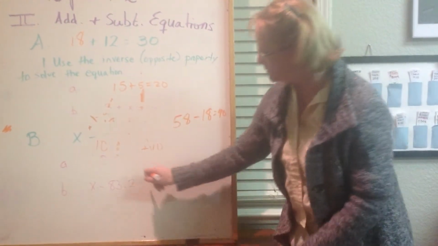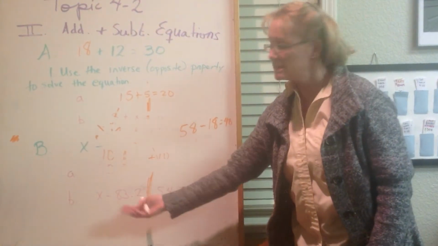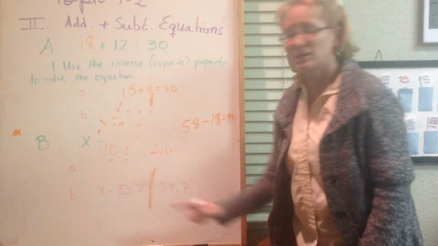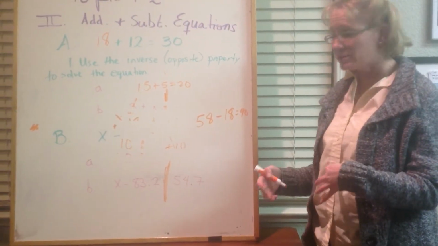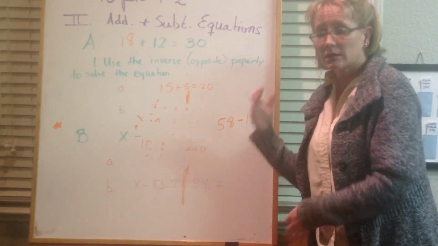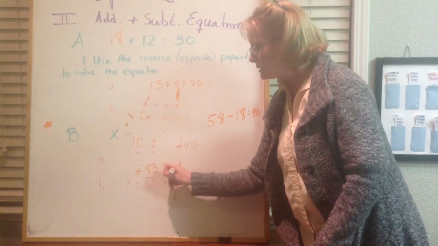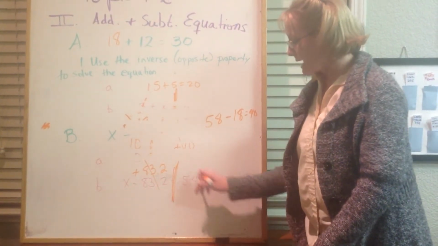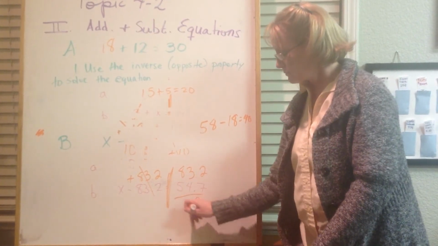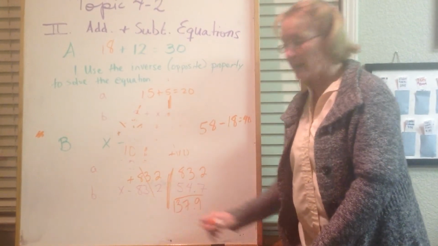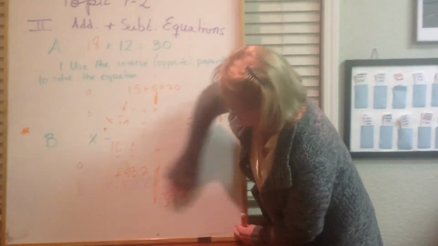I'm going to draw a line. Helps us remember. We're going to look at where the x is. X minus 83 and 2/10. How do I get rid of that minus 83 and 2/10? I'm going to do the inverse, the opposite. I'm going to add 83 and 2/10. Since I added it to this side, I'm going to add it to this side. 137 and 9/10. I'm going to write a problem over here. I want you guys to try it.